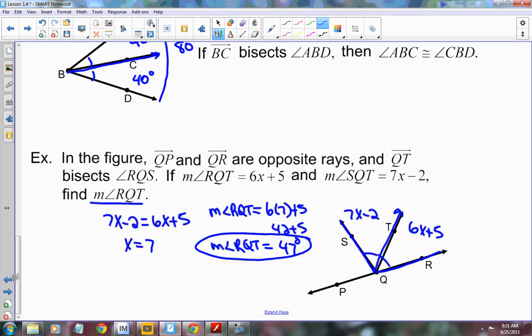The opposite rays just means it creates a straight line. It just tells me that those 3 points are collinear. And this problem didn't really use that. The next one I'm going to show you does. Because I didn't really need that fact. Sometimes they give you extra information. But I do need this for my next question I'm going to show you. Everybody got that?